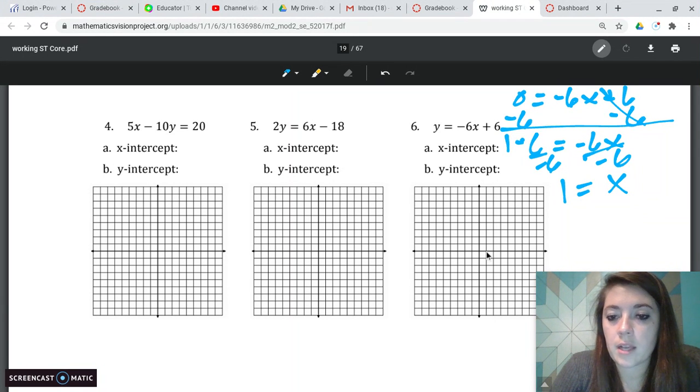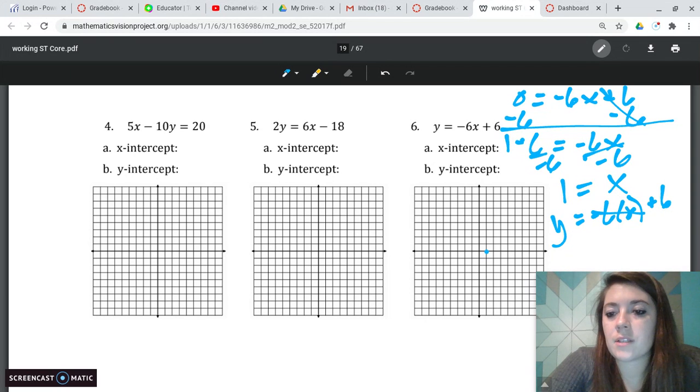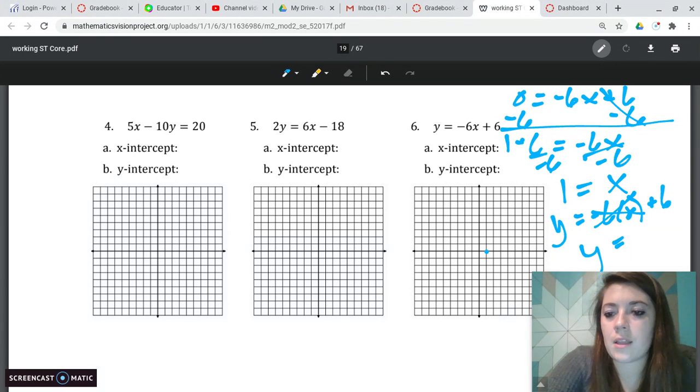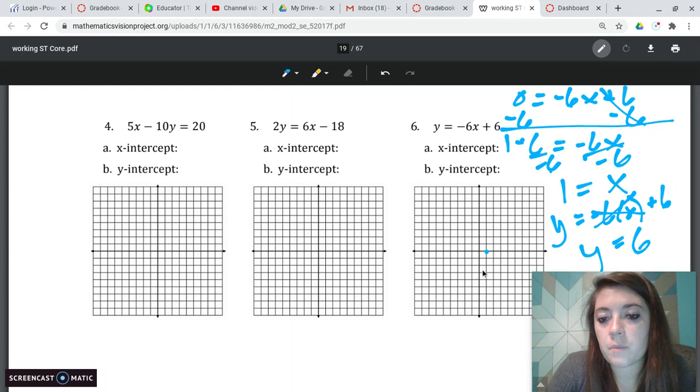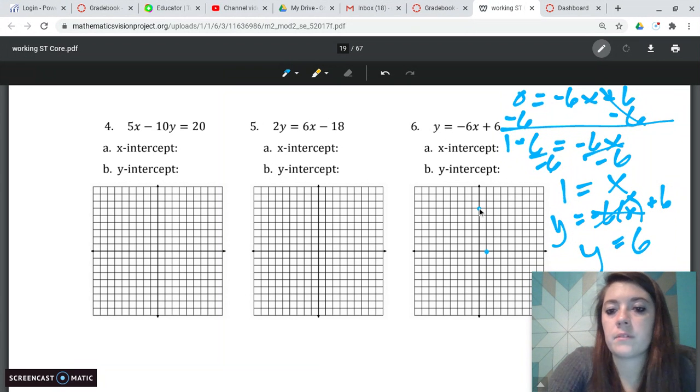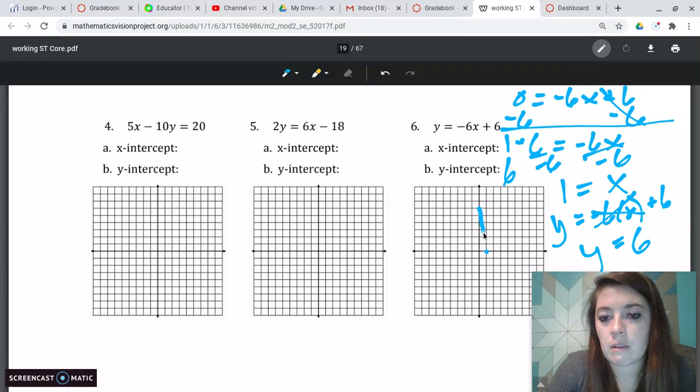We go over 1 on the x-axis and make our point. Now, for the y-intercept, we have y equals negative 6 times 0 plus 6. This negative 6 times 0 is just going to go away, so we're left with y equals 6. Then we go on the y-axis, up 1, 2, 3, 4, 5, 6, make our point, and now we'll connect these two dots, attempt to anyway. All right, so there is the line for our equation.